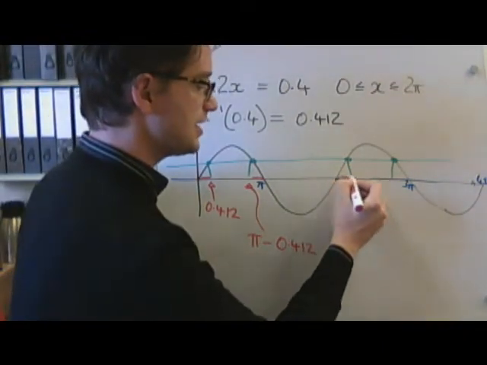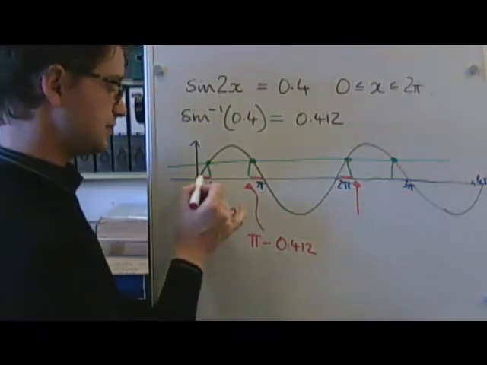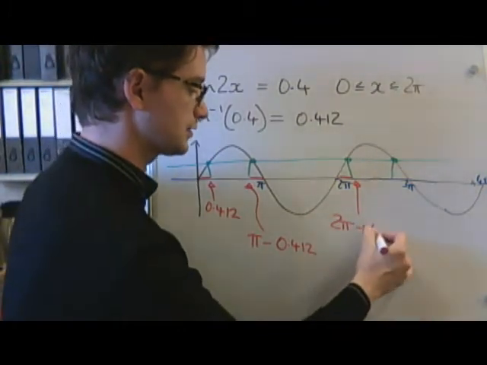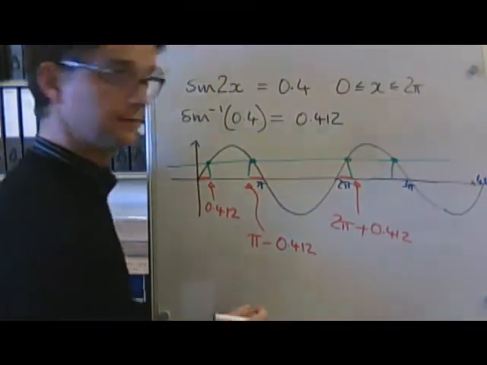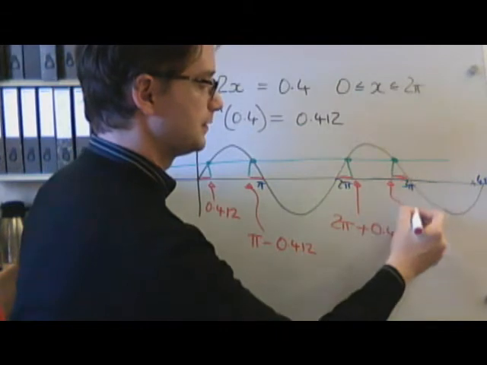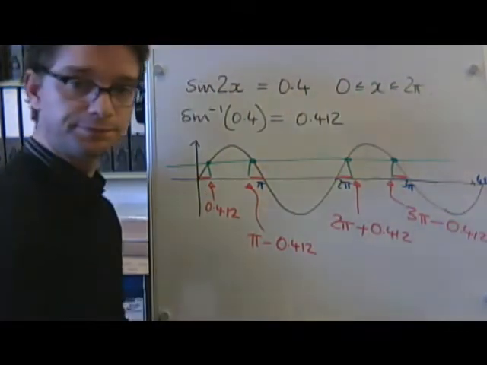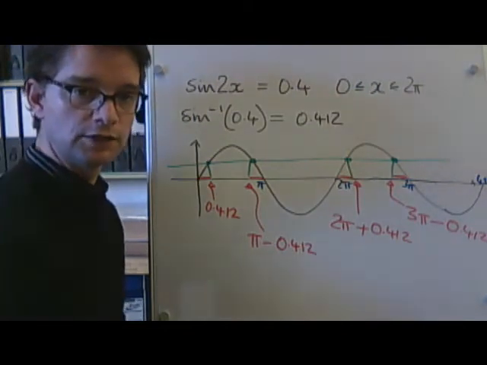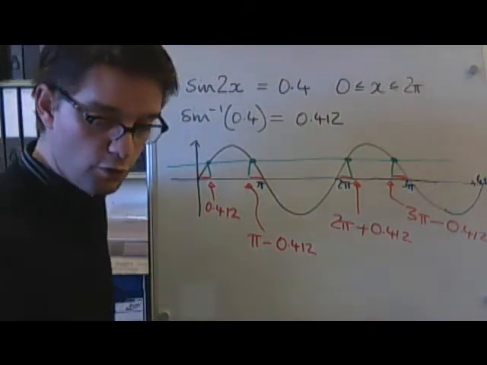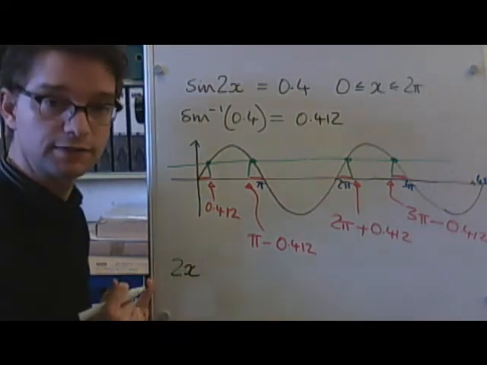So this answer here, and we're still symmetrical. This distance is the same as this distance, is the same as this distance. So that point there is 2 pi plus 0.412. And this point here is 3 pi minus 0.412. So I've still got the same sorts of symmetries going on, but this time I've got 4 possible values, and these are all values of 2x.